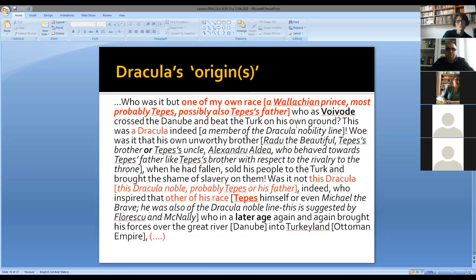Țepeș himself, or even Michael the Brave, as Florescu and McNally suggest, because this Michael the Brave was also of the Dracula noble line, "who in a later age, again and again, brought his forces over the Great River into the Ottoman land, the Turkey land.